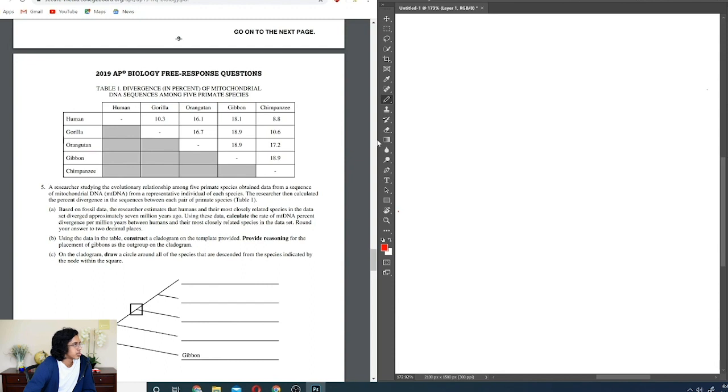Okay. So basically, chimpanzees and humans are going to be the most similar. So how many years ago did they diverge? 7 million years ago. So we have to take 8.8 and then divide it by 7 million, or 7.